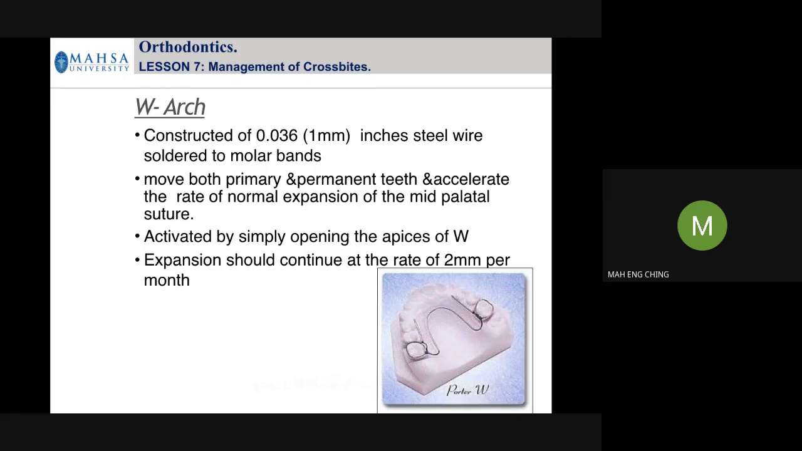The expansion should continue at the rate of 2 millimeters per month. We talk about the rate of movement of the teeth: we can move a tooth 1 millimeter per month. But if you count the left side and right side, one moves 1 millimeter on each side, and we can get about 2 millimeters of expansion per month. That's how we count it.